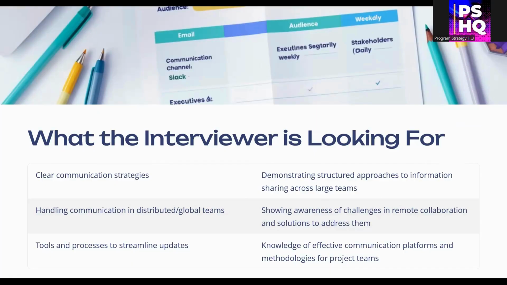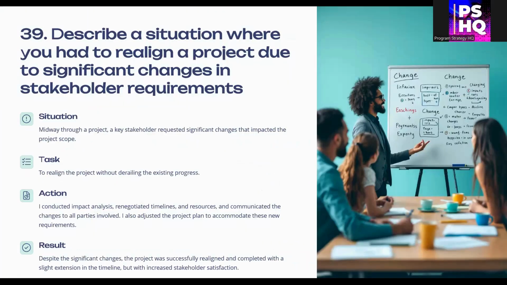Question 9. Describe a situation where you had to realign a project due to significant changes in stakeholder requirements. Here's how you can structure your answer. Situation: midway through a project, a key stakeholder requested significant changes that impacted the project scope. My objective was to realign the project without derailing the existing process.